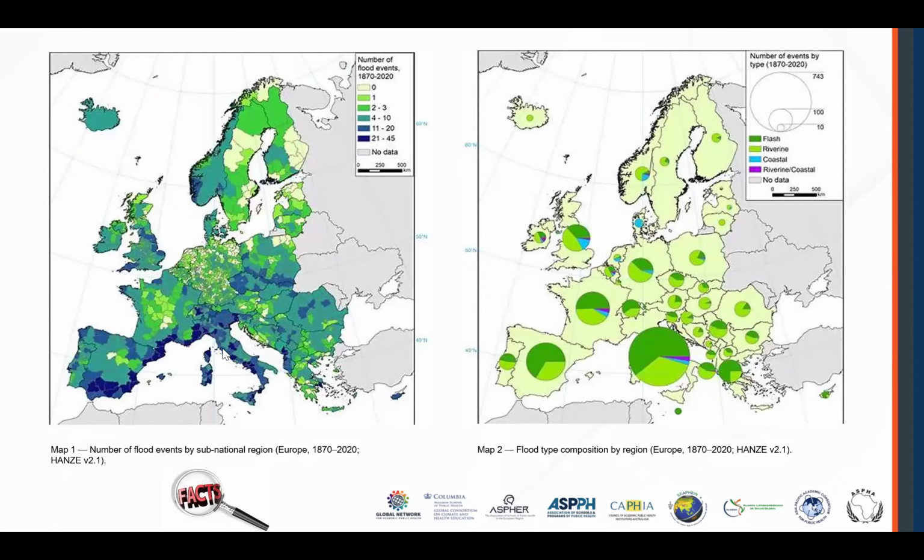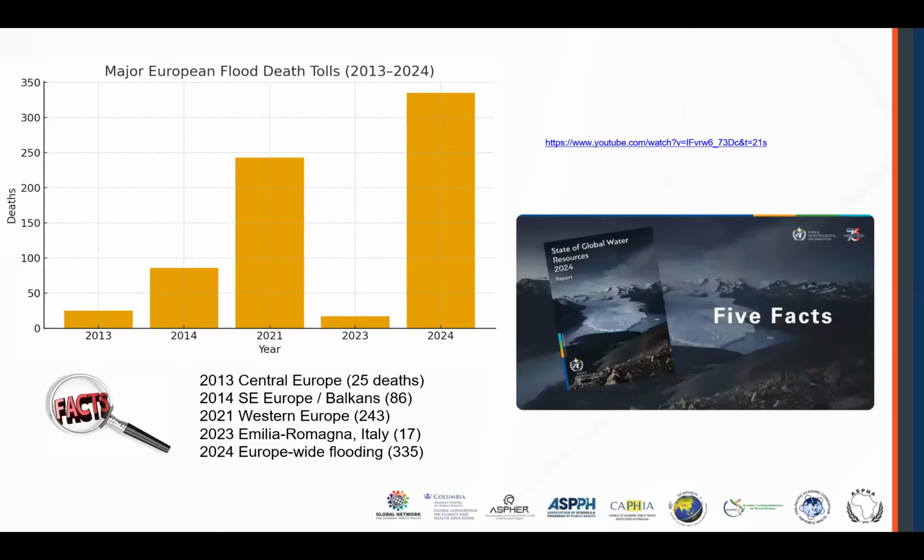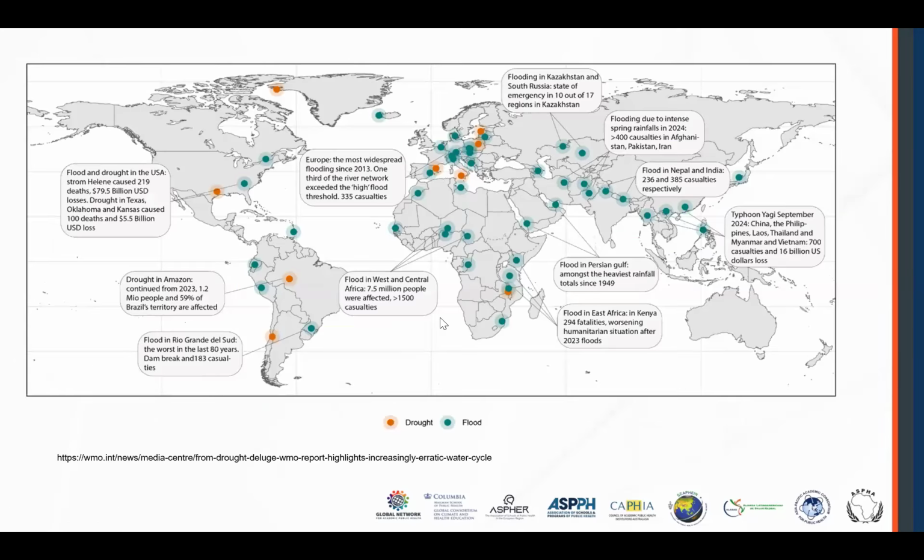And to underline the number of flood events in Europe from the 19th century until these days, we can see in this map, as well as different kinds of flood type composition per region. And we can see that some regions are at more risk than others. And also that last year, after all, in Europe, we lost more than 300 lives. So this is the map of some droughts and more than droughts, floods in the globe in recent years.